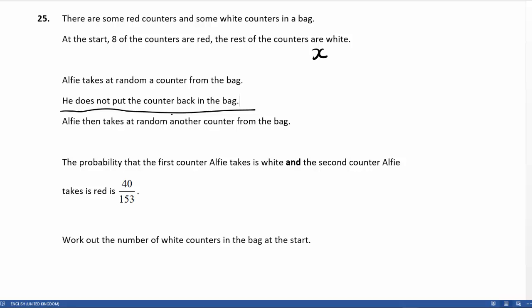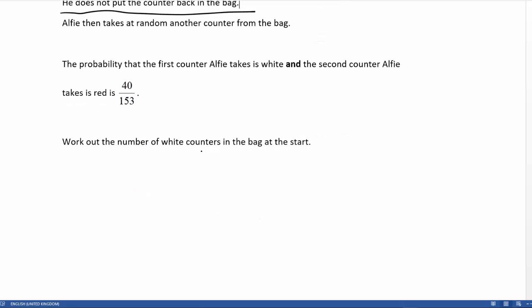Now, it says here the probability that the first counter Alfie takes is white and the second counter Alfie takes is red is 40 over 153. Work out the number of white counters in the bag at the start. Yeah? So basically what we're trying to do, this value here of X, we don't know how many counters there are, so there are X white counters. We are trying to find out the actual number of white counters contained within this bag.